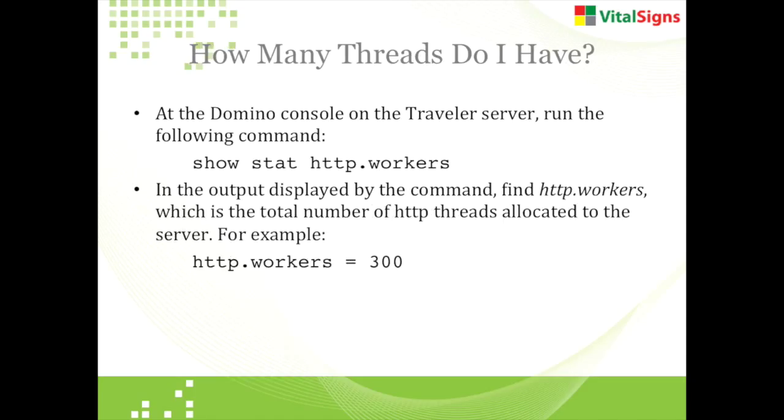So now you need to know, okay, well, how many threads do I have? An easy way to find this out is to go to the Domino console and type in the command show stat http.workers. And what will come back is something like this. Hopefully, http.workers equals 300. That's greater than the 270, so this particular Traveler server would be fine on HTTP threads. But if the number is less, then your Traveler server and your end users are going to have issues.